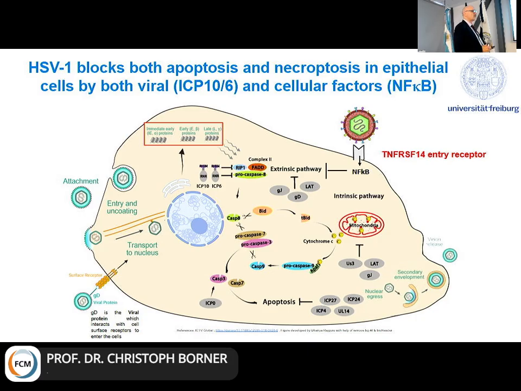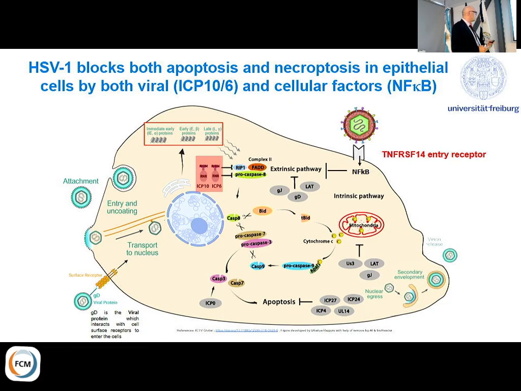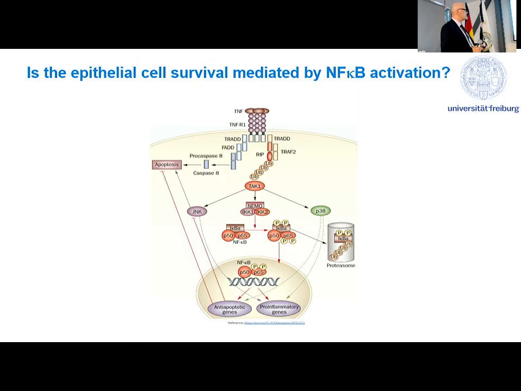So what happens with the virus? The virus produces two proteins that can block apoptosis, ICP6 and ICP10. And it blocks caspase 8 and RIP kinase 1. So it blocks apoptosis and necroptosis. But it also stimulates NF-kappa B signaling. And this is known, NF-kappa B signaling is a survival pathway. This is probably through the receptor.